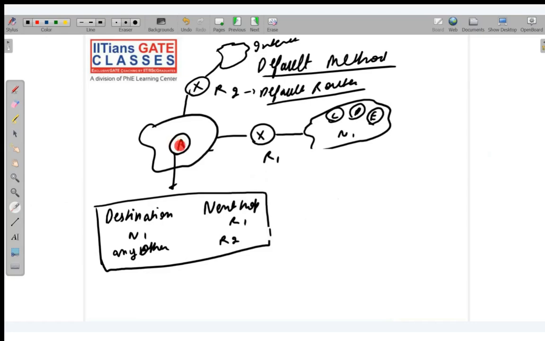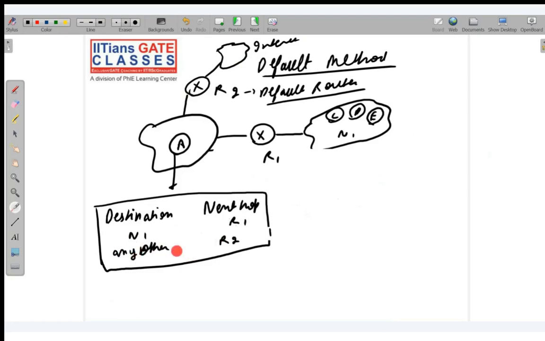This is the beauty. This computer is having only 2 entries. If destination is N1, then next hop is R1. If destination is any other, that means except N1, then I will go to R2 and it will forward the packet to the entire internet. That is the beauty. See this. So in the network specific method, I have to keep entries for all the networks. That is not possible. Okay, so we are using this.